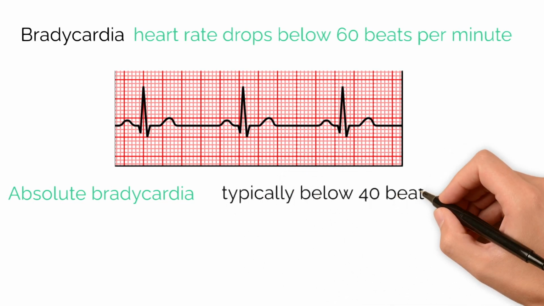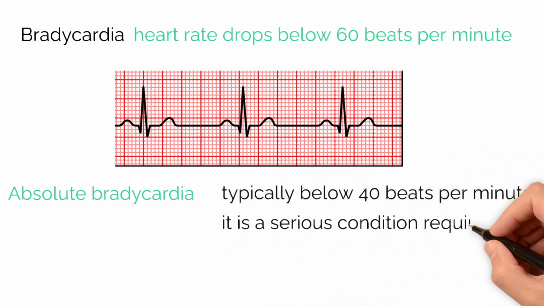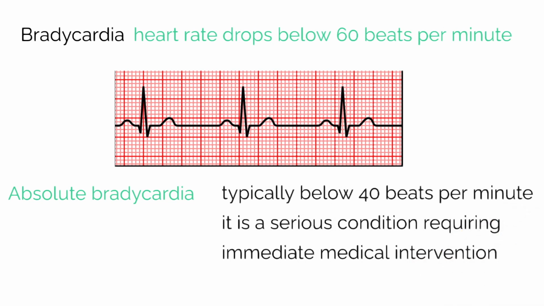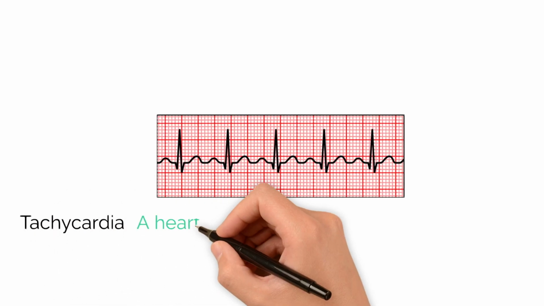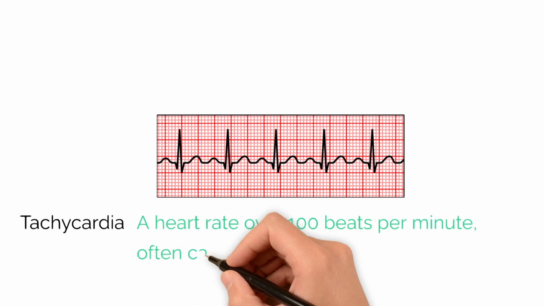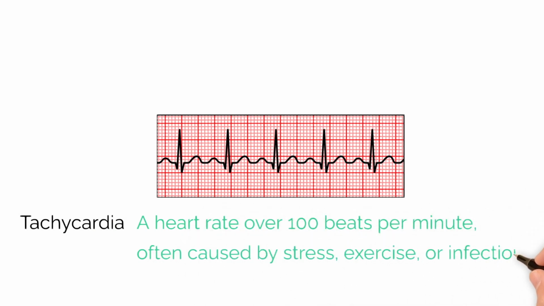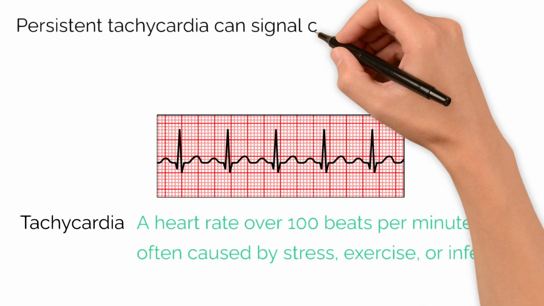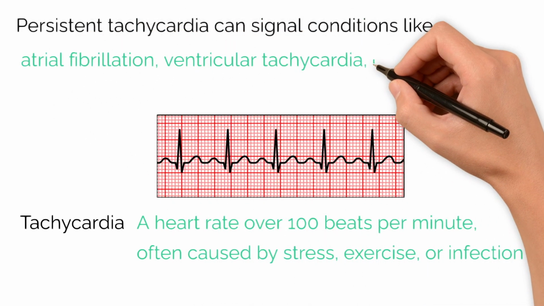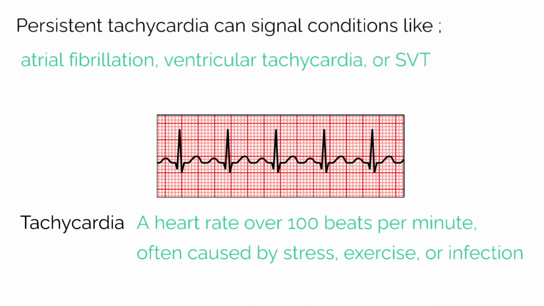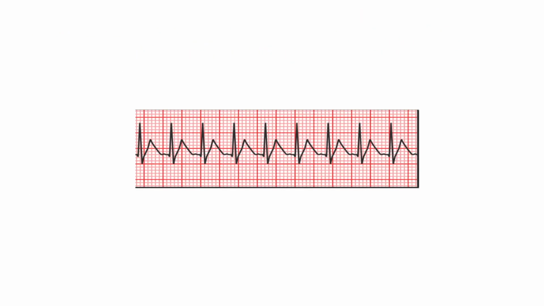Is when the heart rate is extremely low, typically below 40 beats per minute, and is a serious condition requiring immediate medical intervention, as it can lead to insufficient blood flow to the body's organs. A heart rate over 100 beats per minute, often caused by stress, exercise, or infection. Persistent tachycardia can signal conditions like atrial fibrillation, ventricular tachycardia, or SVT, and may require medical attention.